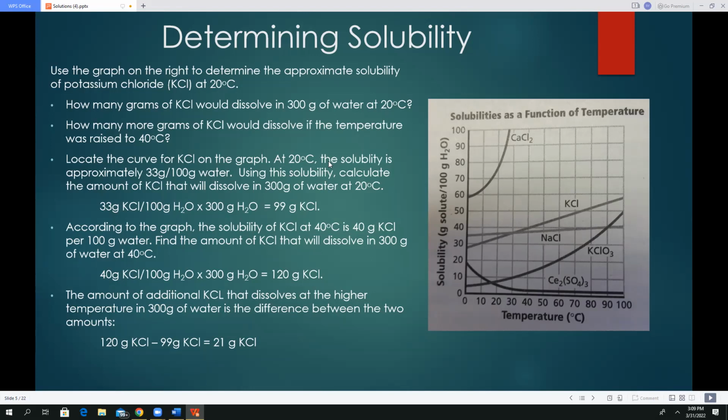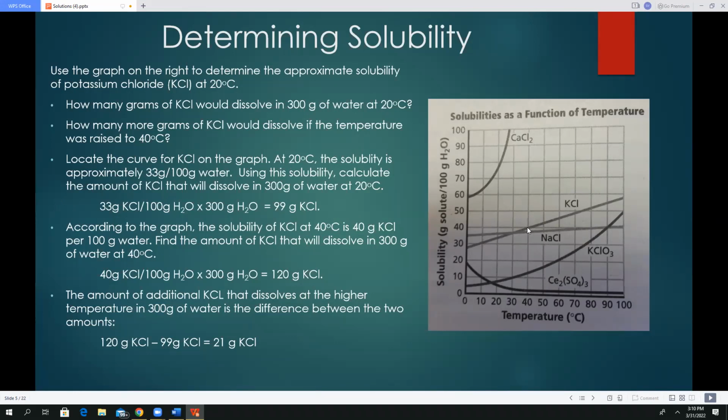So then at 20 Celsius, the solubility is per 100 grams, but they're asking you for 300, right? So for every 100 grams of water, you have 33 grams dissolving. Therefore, in 300 grams, you would get 99. That makes sense, right?